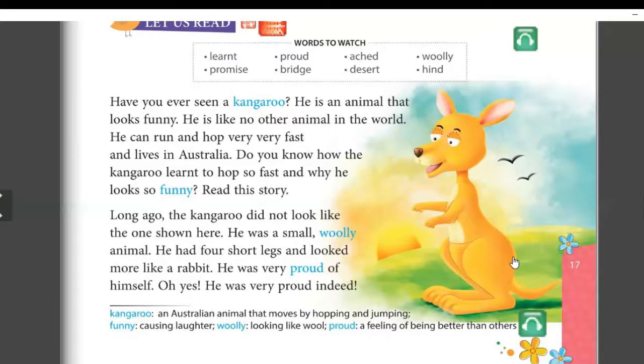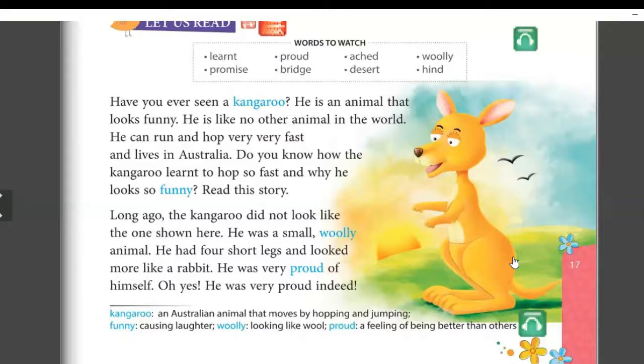He was a very small and woolly animal. Woolly means looking like wool. Like you can see the rabbit, no? The skin was covered with wool. Like that, the kangaroo also looked like a small woolly animal. He had 4 short legs. How many legs did he have? 4 short legs and looked like a rabbit, more like a rabbit.